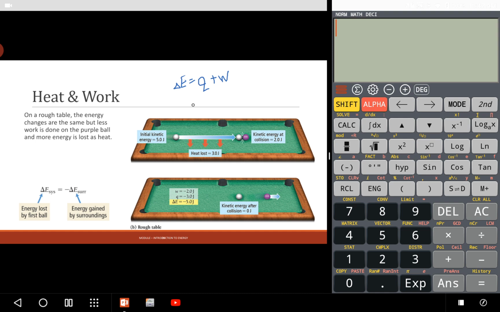And so our heat lost here, the white ball is losing heat, and so that is negative 3.0 joules. It's a negative sign there because it's losing heat. And then we are going to be adding negative 2 joules because the white ball is doing work on the purple ball. And when the system does work, it is a negative work value. And so that works out to a delta E of negative 5.0 joules.